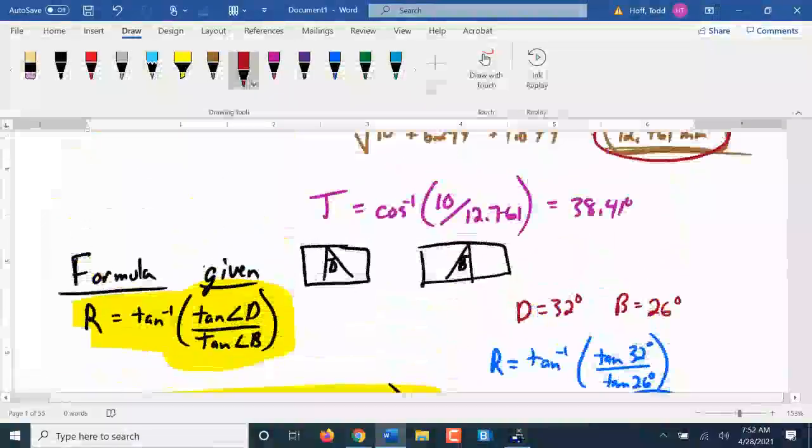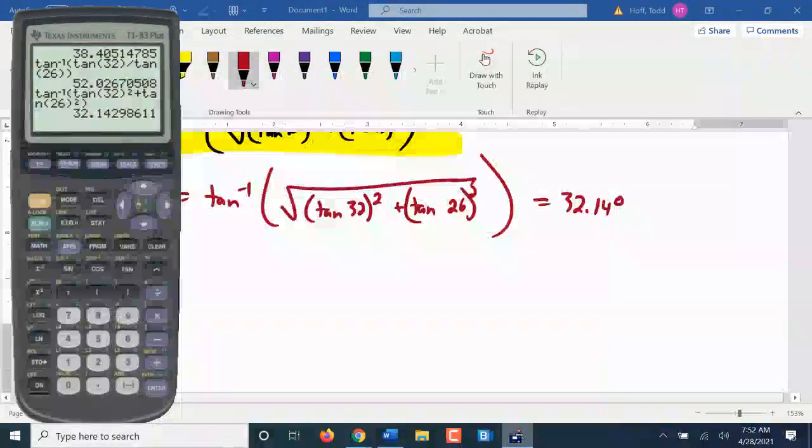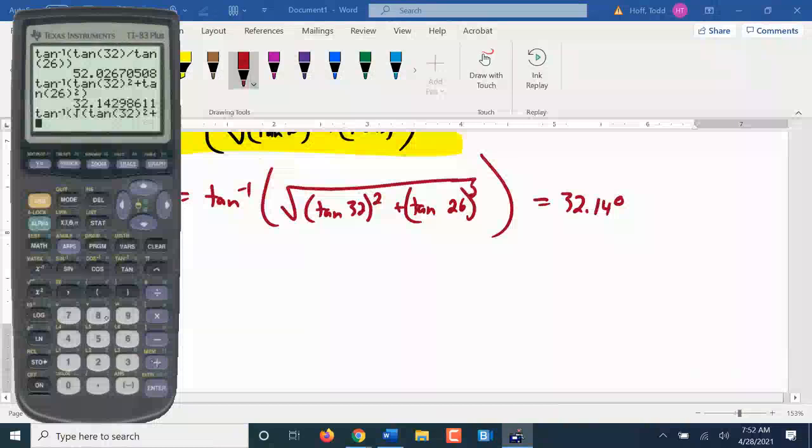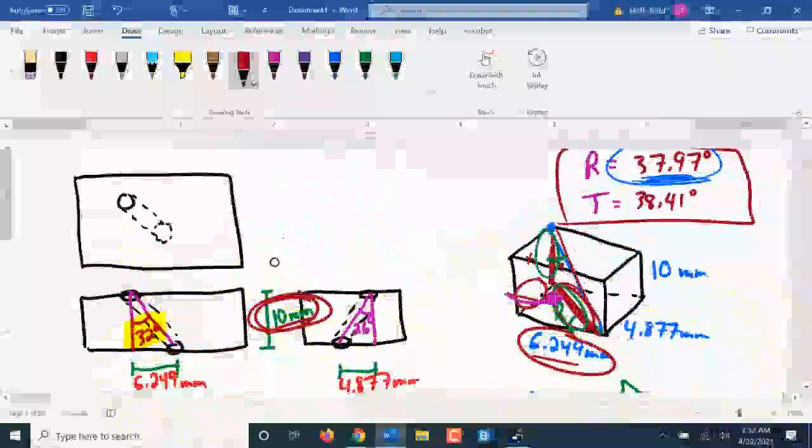Usually these come out exact, so I'm having a rough day today. Let me see if I entered it correct. Oh, I forgot the square root, that's why. Second tangent, second square root. That'll make a difference. Tangent of 32, close the parentheses, squared, plus tangent of 26, close the parentheses, squared, close the square root, and close the inverse tangent. 38.4, that's what we had. 38.41.